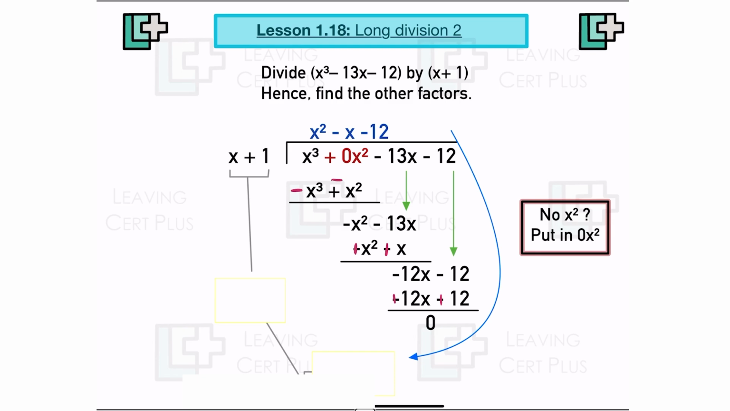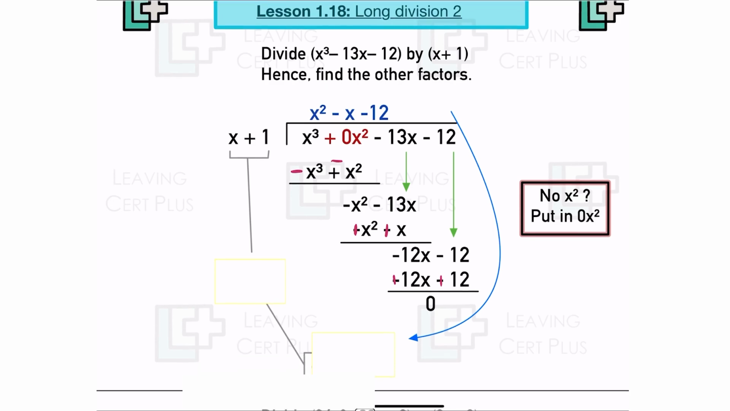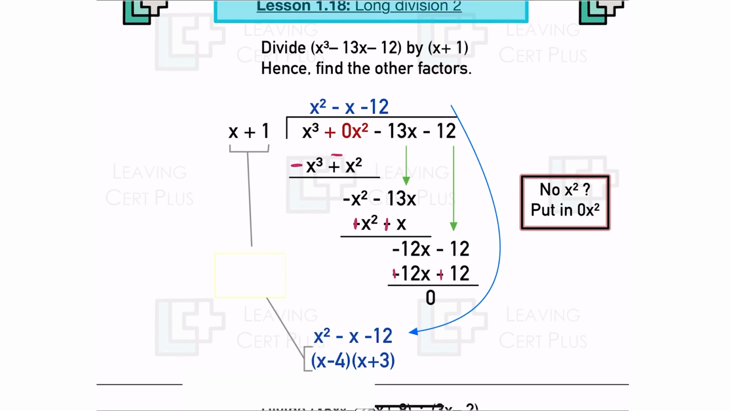So the last part of the question then says, hence, find the other two factors. So really what this is saying is you've got to take your answer, so that x squared minus x minus 12, and factorize it. So we factorize it and we find the final two factors. Okay, so these are the three factors of this original cubic equation.